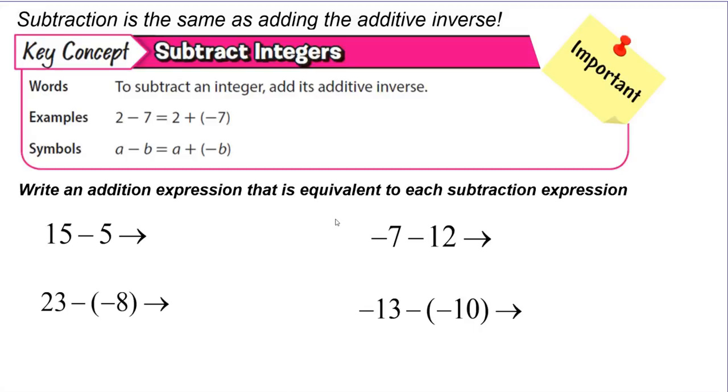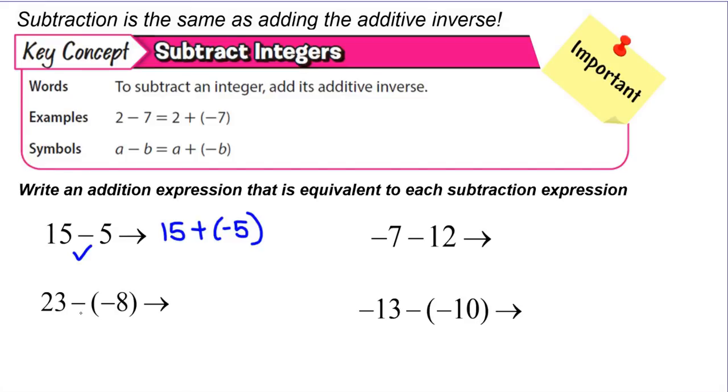So 15 minus 5, now that I could do, but what would that look like as addition? If we modeled that on the number line, what would that look like as addition? Well, that would be 15 plus negative 5. These would be equivalent. Now, which one of these is easier to do? I would say the subtraction one's easier to do, but we can write them both ways.